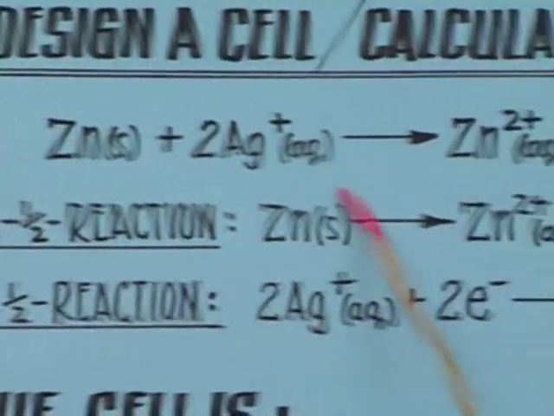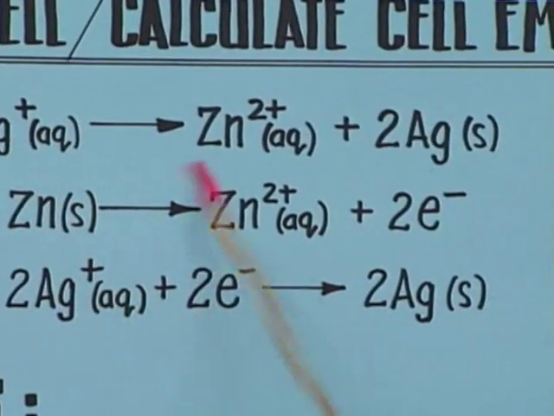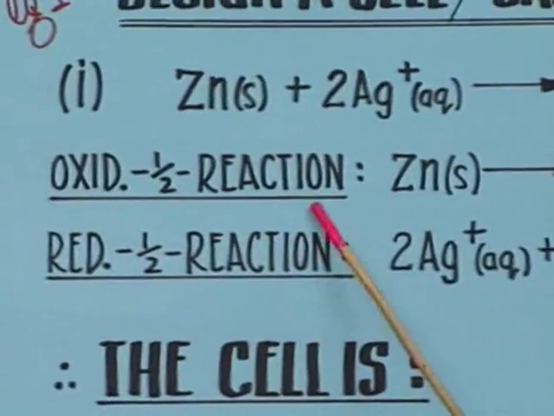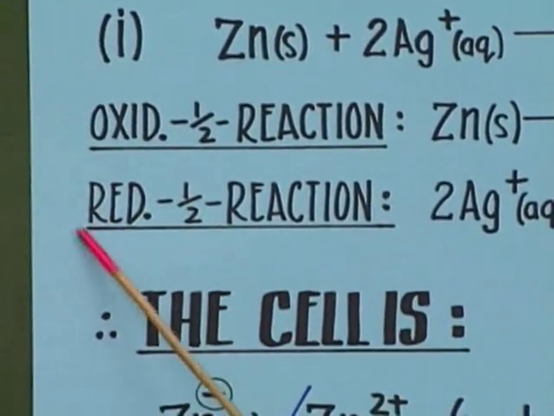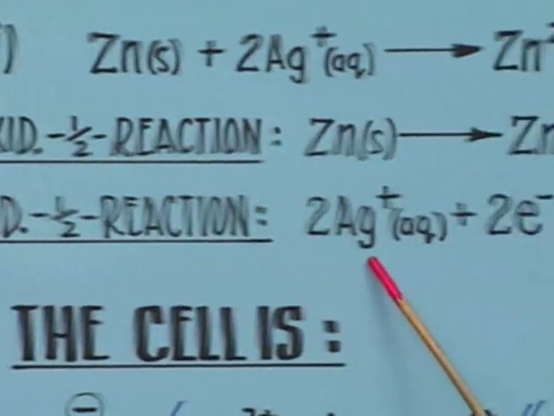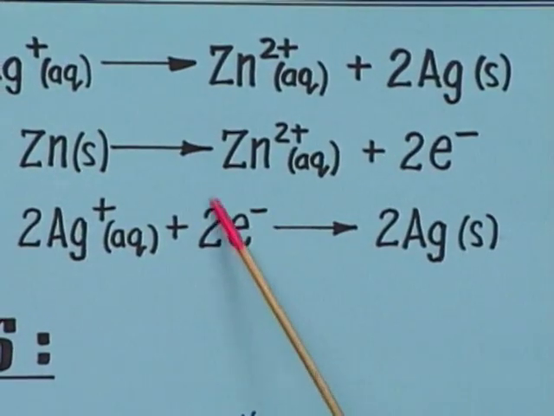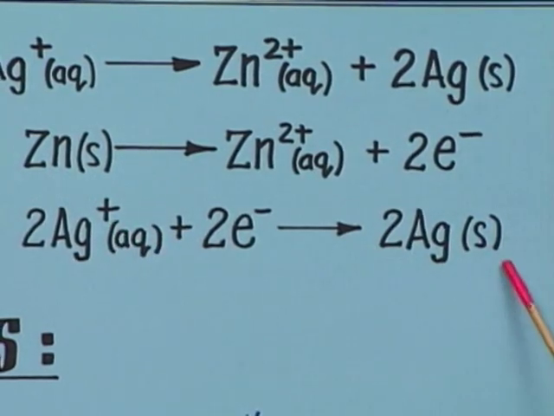It is clear that zinc is the reducing agent, having lost 2 electrons to form zinc cations. So that will give us the oxidation half reaction. While the reduction half reaction is as follows, where silver cations acted as the oxidizing agent, which was reduced by addition of electrons to metallic silver.